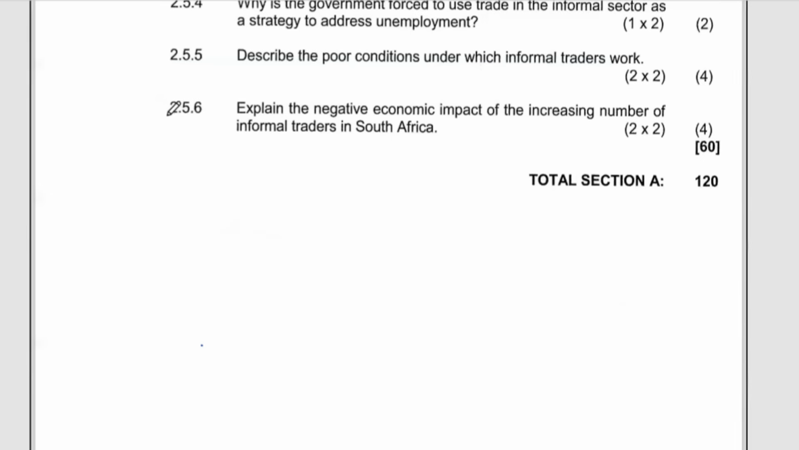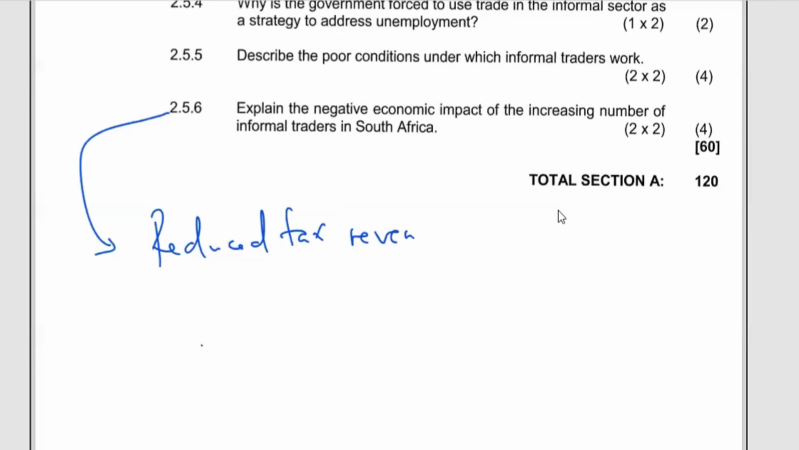Right, if we try to analyze this, we look at tax revenue. There is going to be reduced tax revenue. For the reason being, these businesses are not registered and they do not pay tax. And for that reason, it's a loss to the government in terms of tax revenue. The more the business is trading informally, the less the tax revenue that the government gains. Then you can also look at uneven competition.